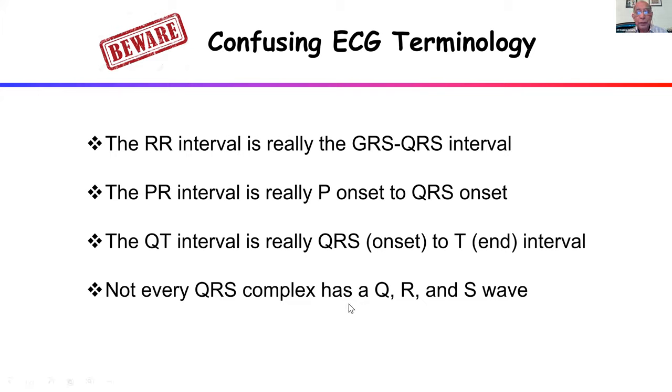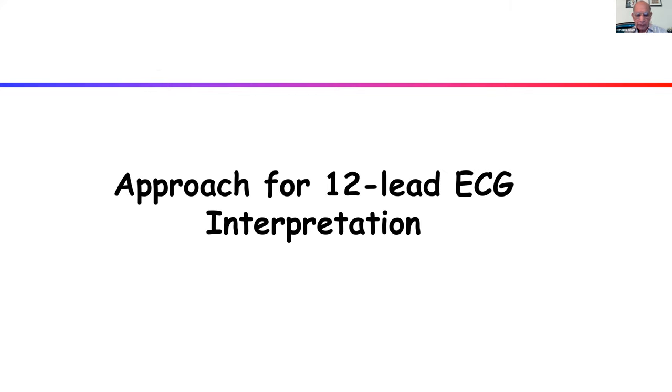Not every QRS complex has a Q, R or S, as I showed you earlier. So these four important things should not confuse you when you read the ECG. Possibly we are coming to the near end of this presentation. Let us see how to approach the 12-lead ECG for interpretation.